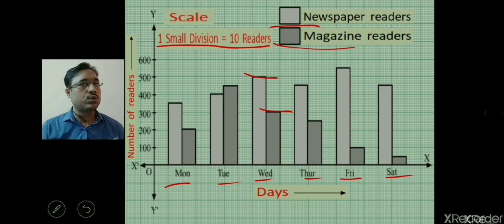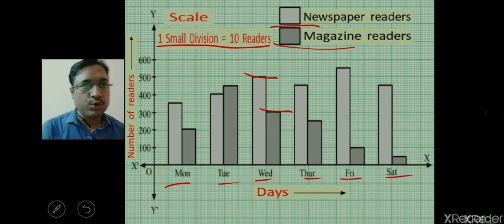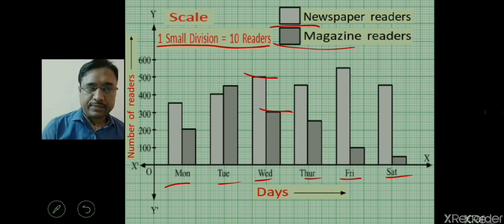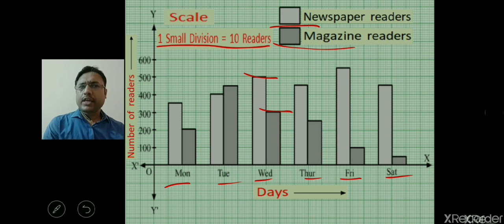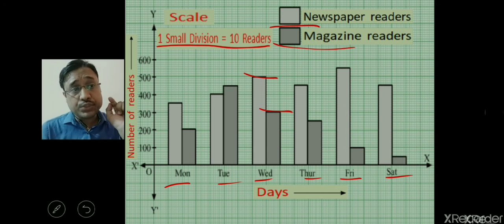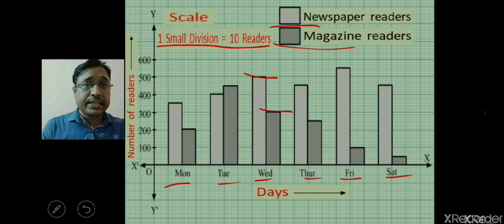Here the double bar graph is showing two types of related data on each day. That means on Monday also the related data is for newspaper readers and for magazine readers. Here only by the bars you can read the data also, because some questions are given for this only, that read the bar graph and give the answers to the asked questions. They are from the bar graph. So here, our question is how many newspaper readers are there on Saturday. On Saturday you can see the bar graph showing it here.